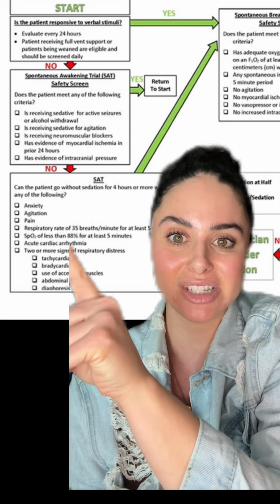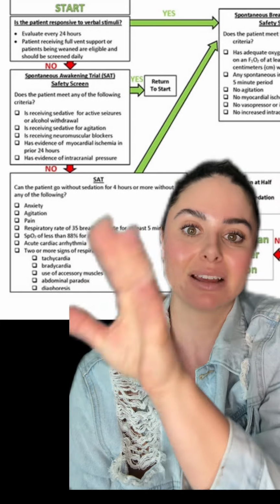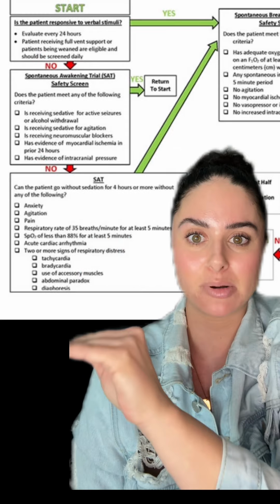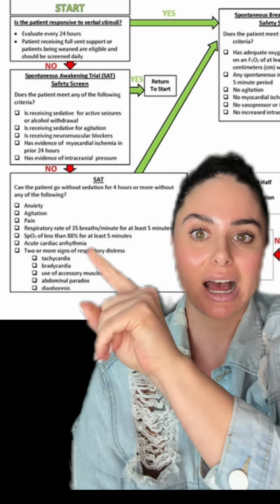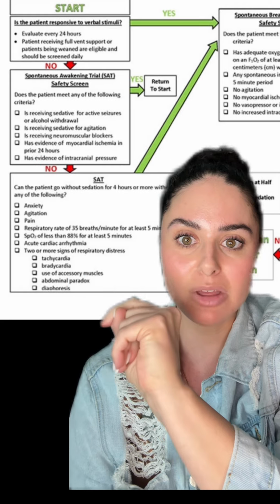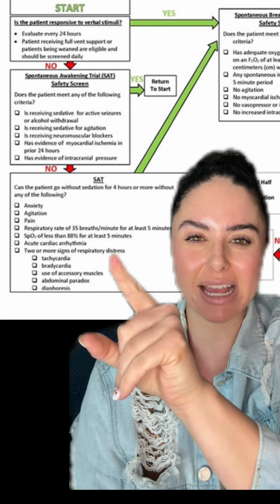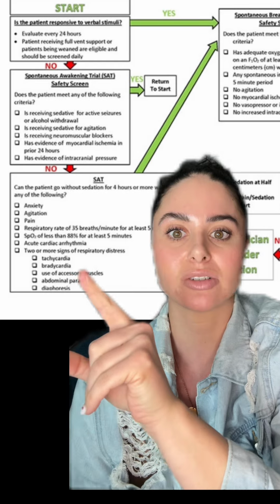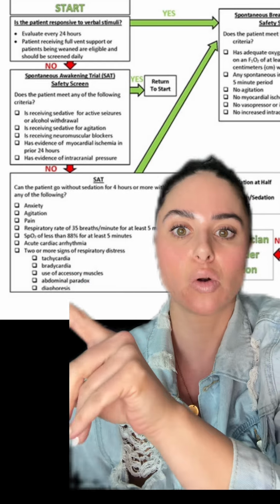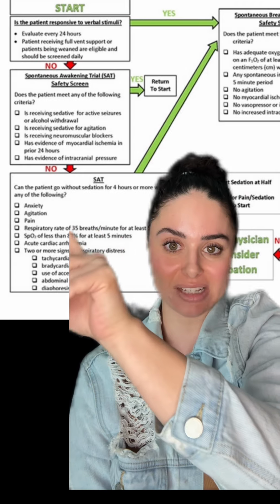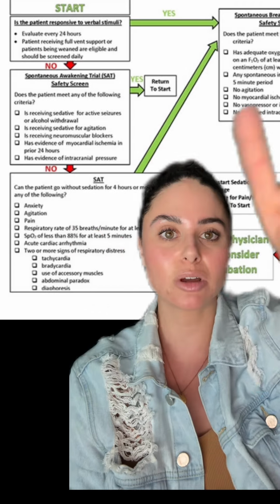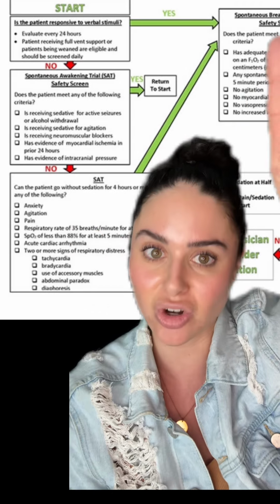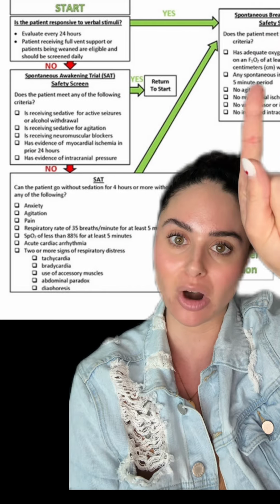Can they maintain their sats greater than 88%? Meaning they don't drop them less than 88% sustained for at least 5 minutes. Can they not have any acute cardiac arrhythmias or have 2 or more of the signs of respiratory distress, which is tachycardia, bradycardia, use of accessory muscles, abdominal paradox, or diaphoresis? If your patient doesn't have any of these boxes checked, you can move to the spontaneous breathing trial safety screen, which I'll cover in the next part.